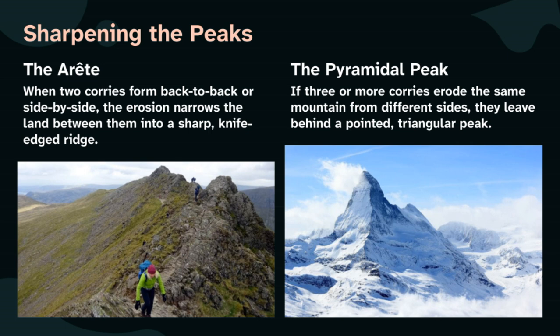Let's ask a question. What is the difference between an arête and a pyramidal peak? Here's a model answer. An arête is a sharp ridge formed between two corries, while a pyramidal peak is a pointed summit formed when three or more corries erode a mountain from different sides.